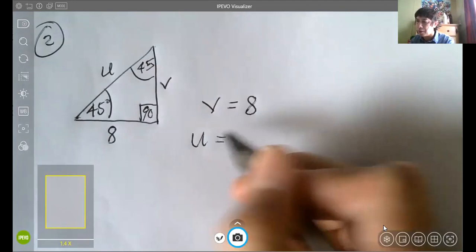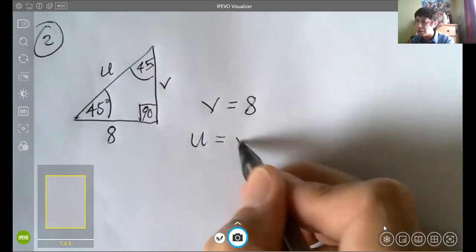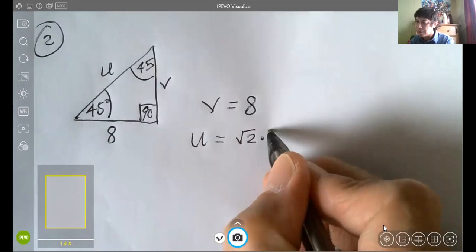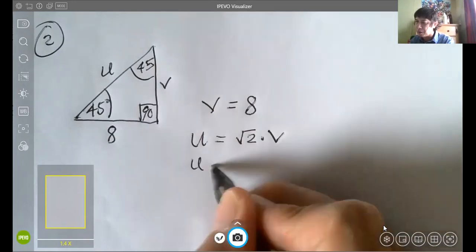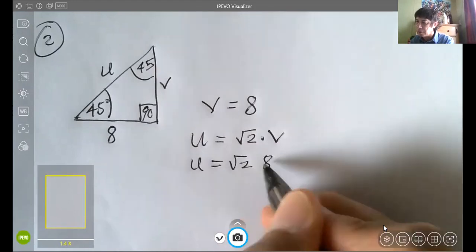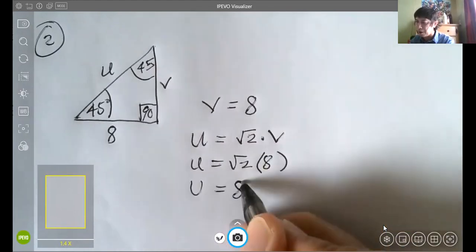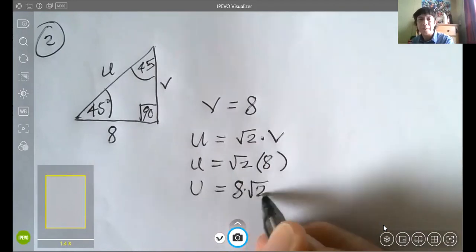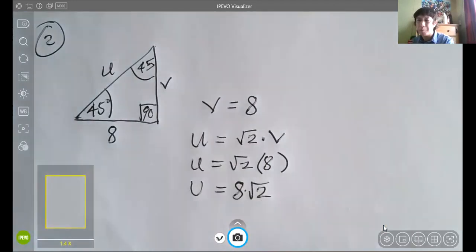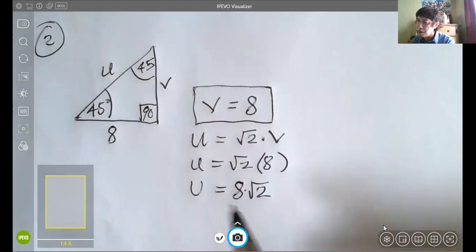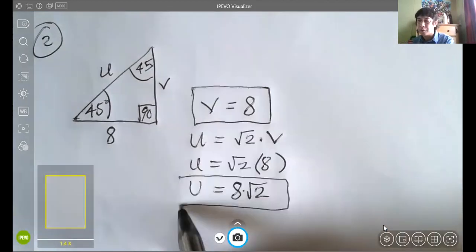Now, you only need to solve for the hypotenuse, which is the U, and which is equivalent to the product of square root of 2 and the leg. Now, in this case, this is V. So U is square root of 2 times 8. And we usually write this, the integer first, times the radical. There. So that must be the measurements. And the answers are, of course, the other leg is 8. And the hypotenuse is 8 square root of 2.